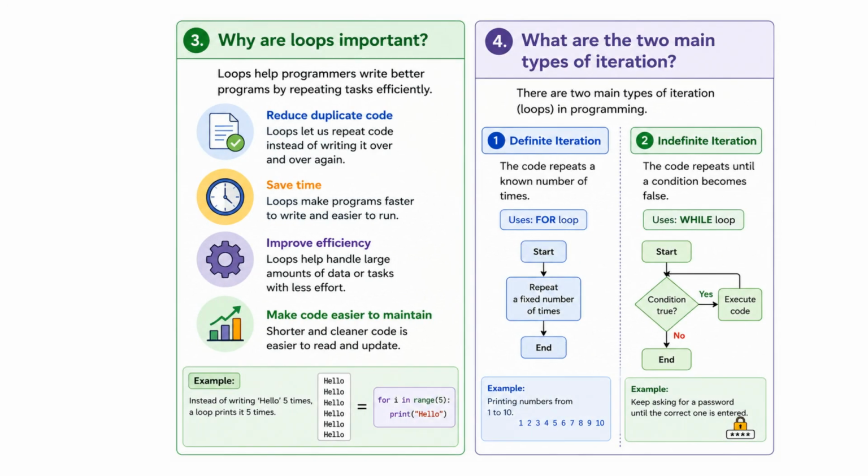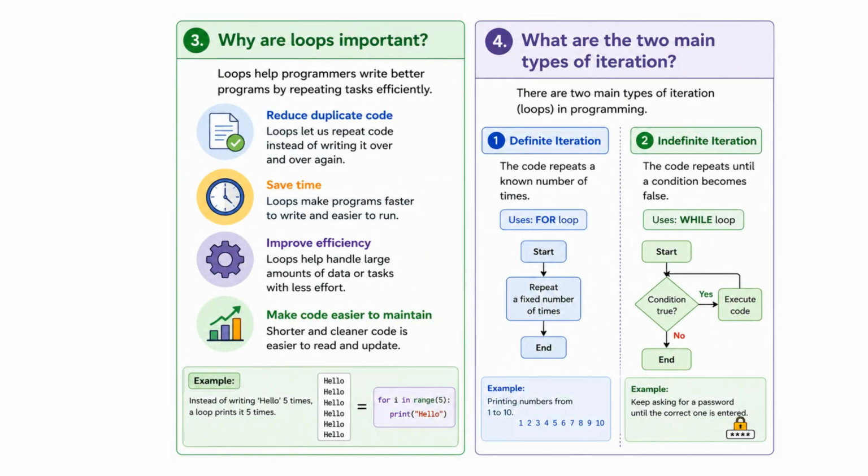There are 2 main types of iteration, also called loops in programming. These are definite iteration and indefinite iteration. Let's look at the first one. Definite iteration. A definite iteration repeats a block of code a known number of times. Before the loop starts, the program already knows exactly how many repetitions are needed. The most common example is a for loop. For example, if you want to print the numbers from 1 to 10, a for loop repeats exactly 10 times and then stops automatically.